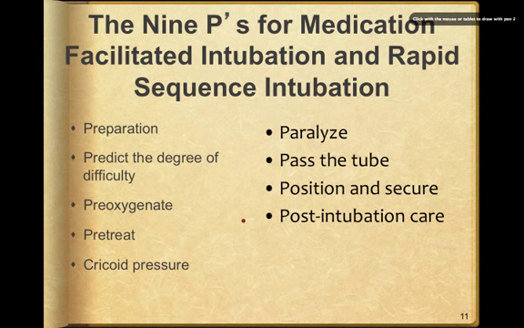Let's go back to this one here just a little bit. The pre-treat, please knock down their level of consciousness if you are using a paralytic. I don't know of anybody that would want to be trapped inside their own body, unable to move, and have an ET tube put in their airway. Paralyze, pass the tube, be sure you have good position on it, and you saw the tube go through the cords. Position and secure, and then post-intubation care.